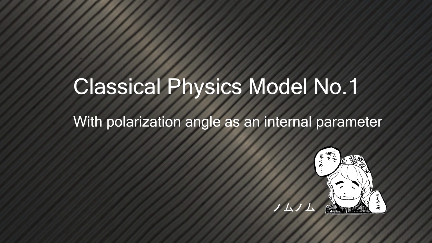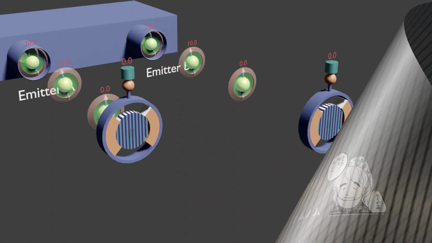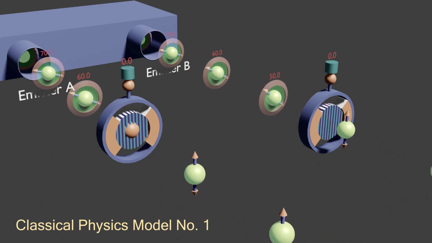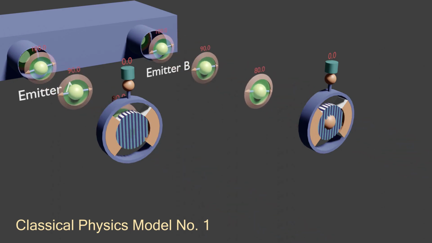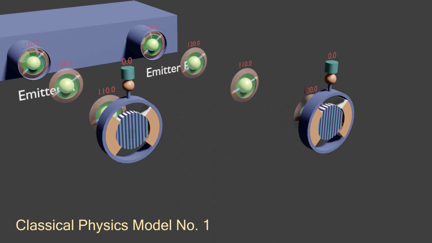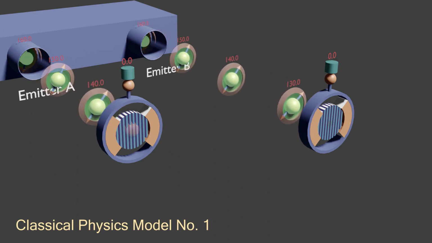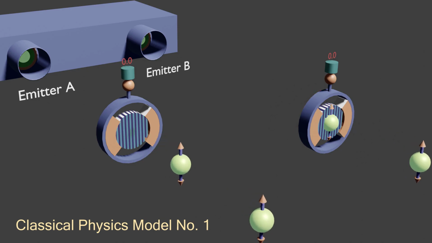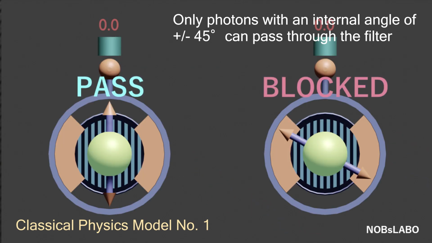Below, we will look at two classical physical models that appear to be able to explain quantum entanglement, and assume the deterministic physical model Einstein believed in. The first classical physical model assumes that unpolarized photons have polarization angle information as an internal parameter. In this animation, the hidden internal angle is shown by an arrow inside the transparent disk. Polarizing filters have an internal blocker that passes only photons with internal angles within a range of plus or minus 45 degrees from the polarization angle.